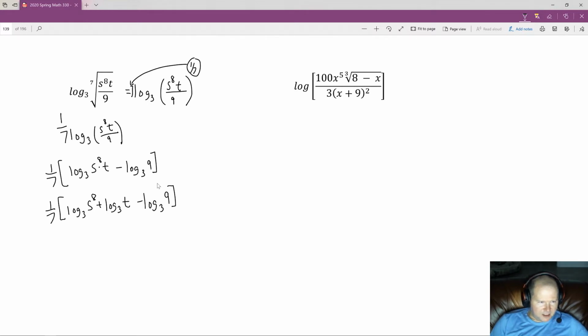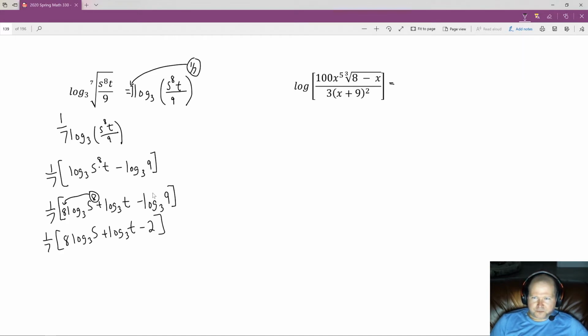Okay, so now I'm going to try to bring this 8 for the first exponent to the front. So we end up with 1/7, and that is 8 log base 3 of s plus log base 3 of t. Now the previous one, log base 3 of 9, is basically saying 3 to what power is 9? And I would say, well, 3 to the 2nd power is 9. So we end up with something like this. Now we could theoretically distribute this 1/7 if you wanted to. It's not really going to simplify much, so it's probably acceptable to just leave it like this. But either way.